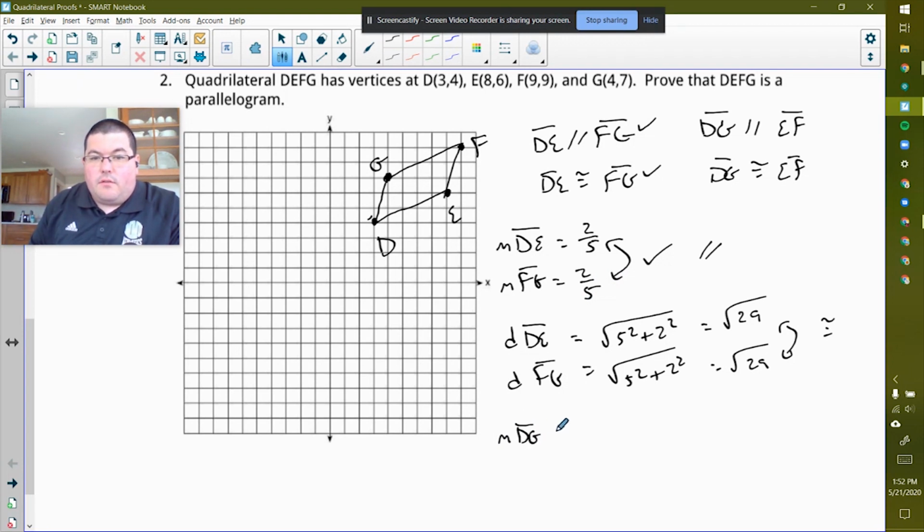DG, that's a slope of 3/1. And the slope of EF is 3/1. So in both of these instances, we have the same slope. Therefore, we can prove they're parallel.